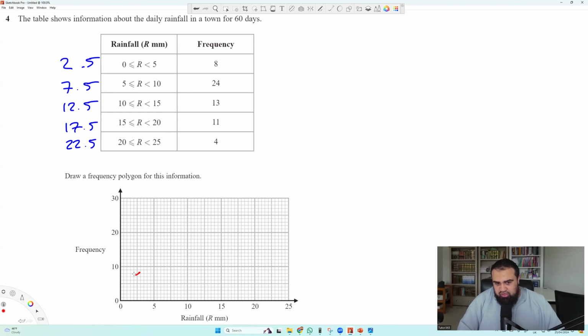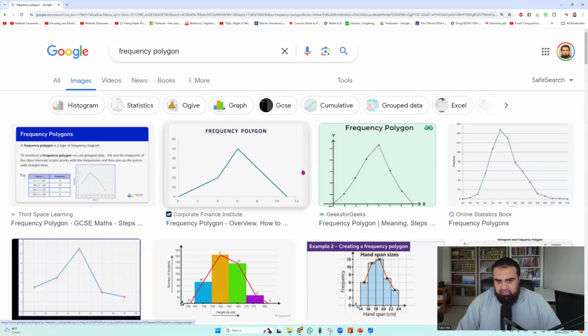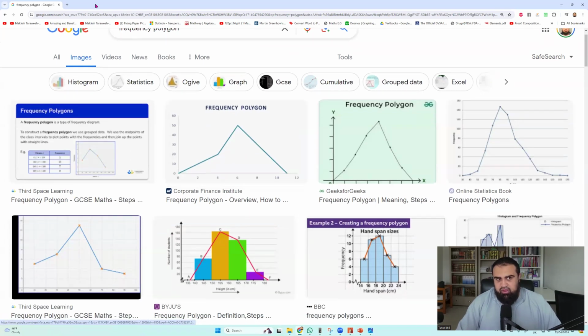Now, of course, I'm doing this on a computer, so I do apologize if it looks a bit dodgy. I also want to remind you of what a frequency polygon generally looks like. It looks like this. Just YouTube any video on it. I'm sure this is a very easy topic. You can learn it in literally 5 minutes, okay? So it's supposed to look like this.